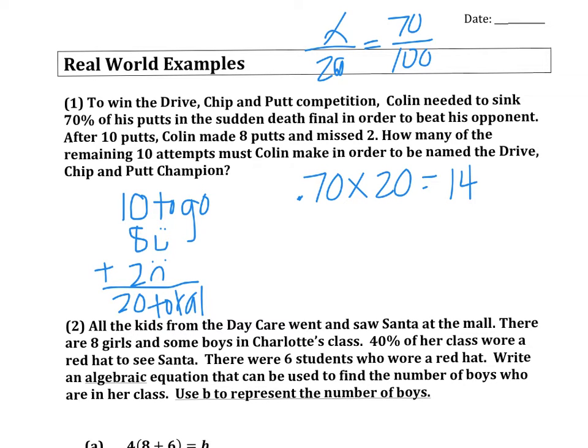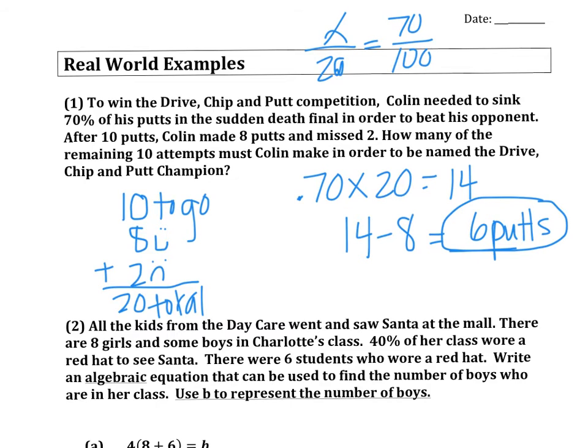Now, he's already made how many? 8. So 14 take away 8 is going to tell us how many he needs left to complete, which would be 6 more he must make. So he needs to make 6 putts. 14 was how many he would need to make out of the 20, but he's already made 8, so he has 6 more to go.